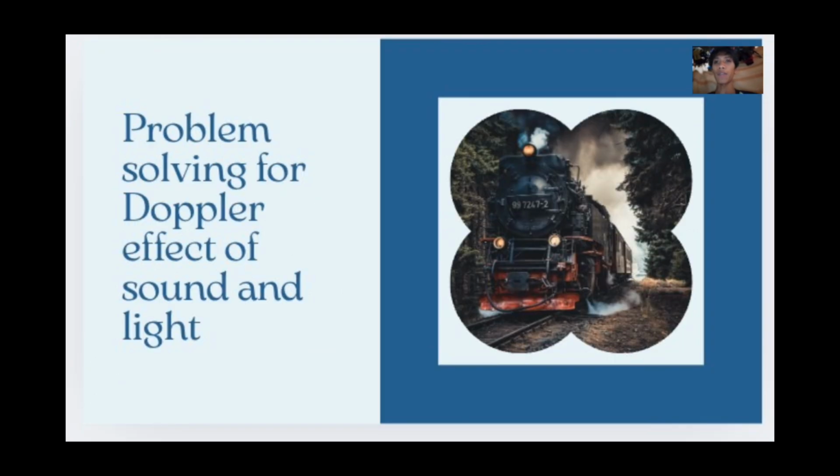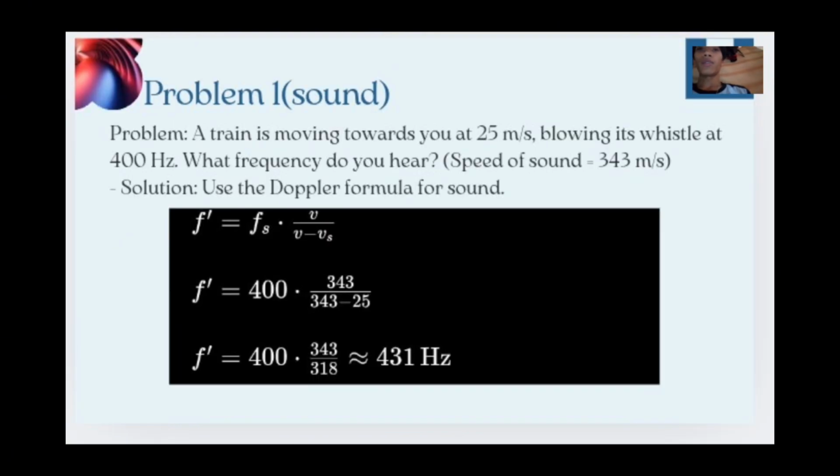So now let's proceed to our problem solving for sound and light. For the first problem, let's practice with the sound example first, since it's easier to imagine. The problem is: a train is moving toward us at 25 meters per second, blowing its whistle at 400 hertz. We want to know what frequency we hear, and the speed of sound is given as 343 meters per second. Now we can use the Doppler formula for a moving source. Here Fs is the original frequency, v is the speed of sound, and vs is the source speed. Since the train is moving toward us, we subtract the source speed in the denominator.